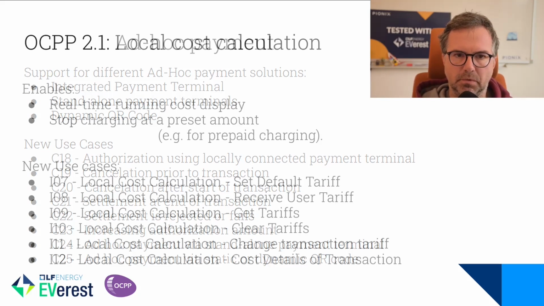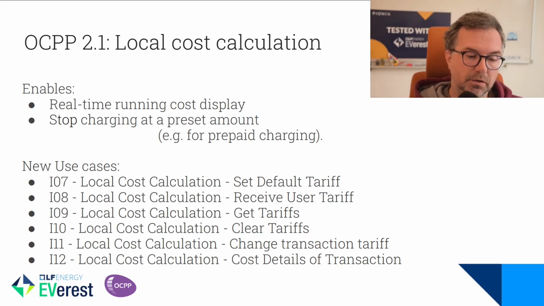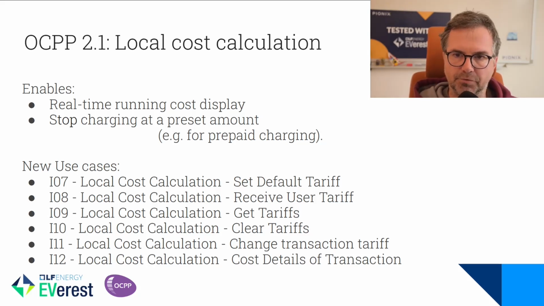Now, the other big block, which might even be the biggest block in OCPP 2.1, is local cost calculation. That means you can do cost calculation on the charging station. So far, we've always tried to keep this outside the charging station because this is way better handled in the cloud. But there are use cases where you would need to do local calculation on the charging station itself. California, for example, requires you to show real-time running costs on a display, like you have on a fuel pump.